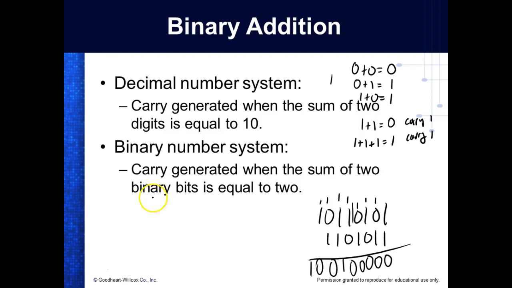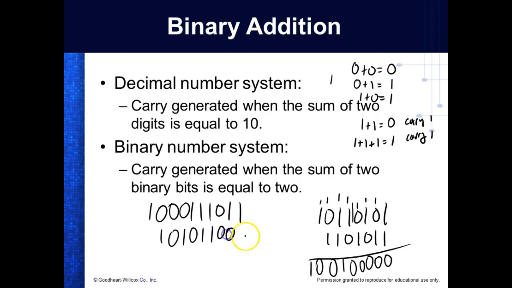So 1, 0, 0, 0, 1, 1, 1, 0, 1, 1. We could convert these to decimal, but now you're taking a bunch of time.